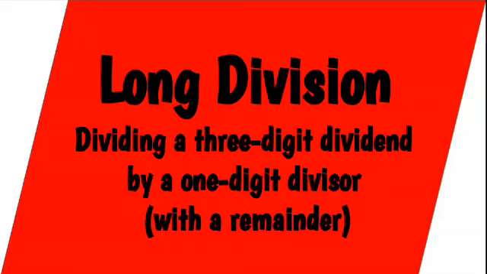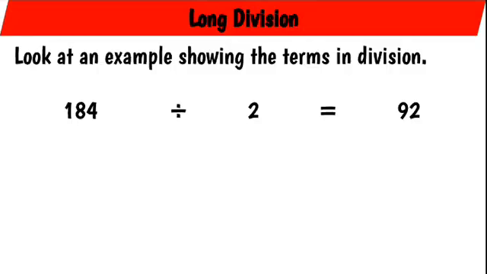Welcome to our long division lesson, dividing a 3-digit dividend by a 1-digit divisor with a remainder. Now let's look at an example showing the terms in division, and we're using our number sentence. 184 divided by 2 equals 92.